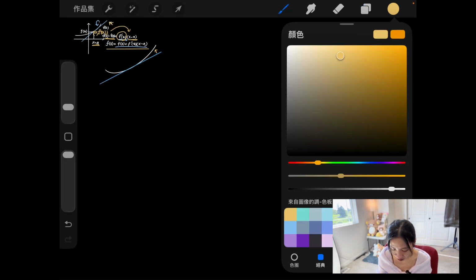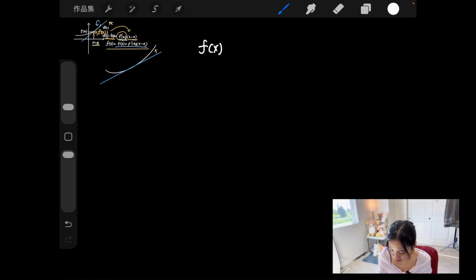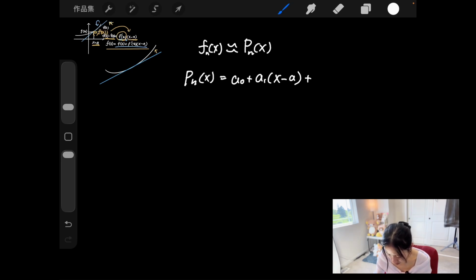Okay, so with this in mind, we can continue. Let's say your function f(x) is similar to a polynomial p(x) of degree n. It will look like this: a0 plus a1 times (x minus a), at the center point a, I forgot to mention, plus a2 times (x minus a) to the power of 2, all the way to a sub n times (x minus a) to the power of n.